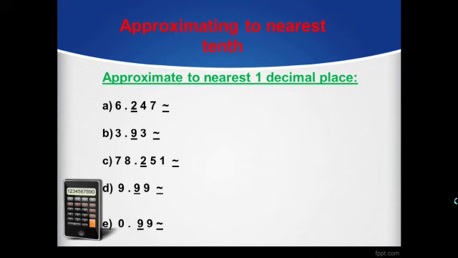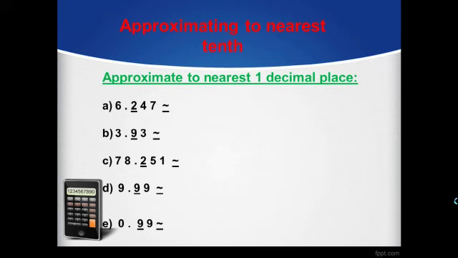If strong number, give 1 to tenth digit. If weak, keep tenth digit the same as it is. Then cancel numbers after tenth digit. And you have to note that after approximating to nearest tenth, the digit must exist even if it is 0. Okay? Let's apply our steps on these exercises.